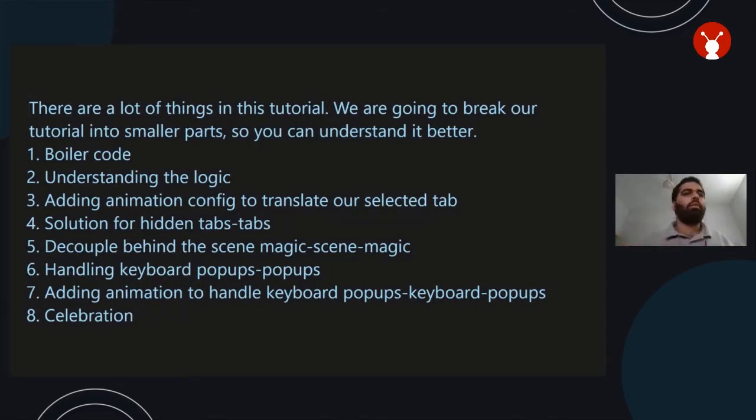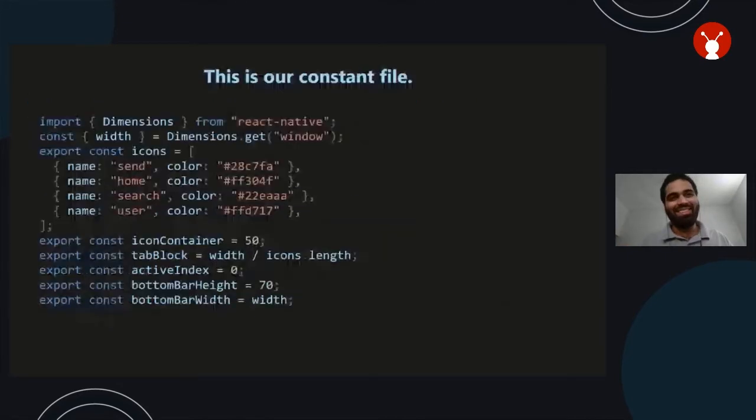So first we get the boilerplate code, then we will understand the logic and we will add some animation to translate our tabs. Then there are some solutions. There are basically many more things which you don't care about right now, so I'm going to skip this and explain side by side.